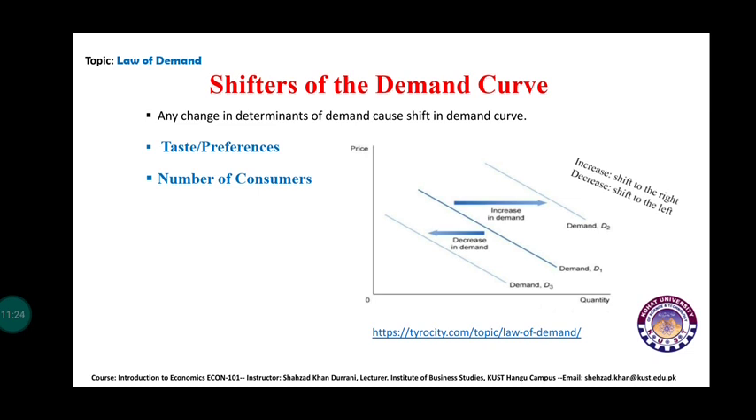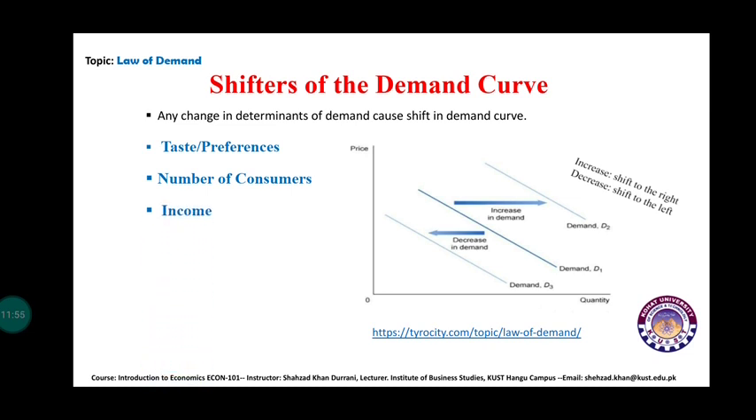And if fewer people are using a certain product, then there will be a decrease in demand, and the demand curve will shift to the left. I will give you an example. At one time, the consumption of the Telenor SIM decreased in Pakistan, so it caused the demand curve to shift to the left just because of the number of consumers that decreased.